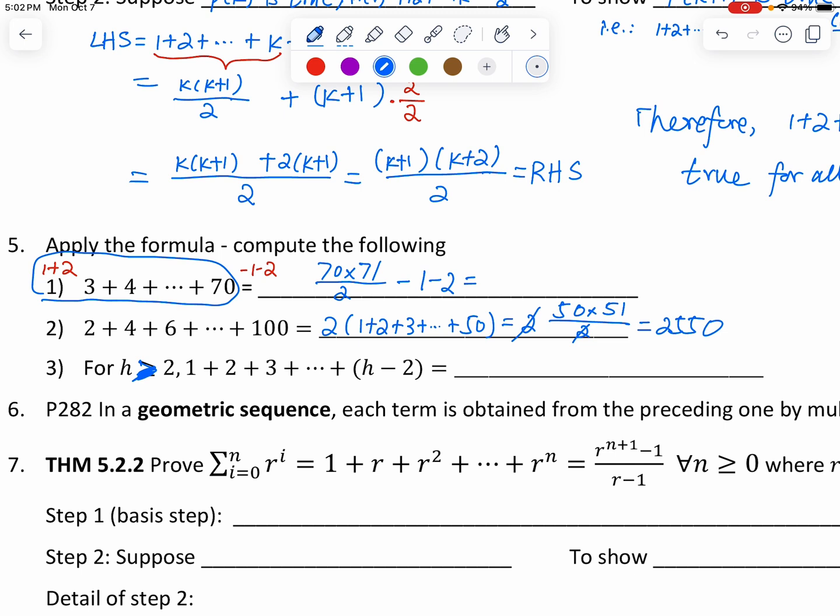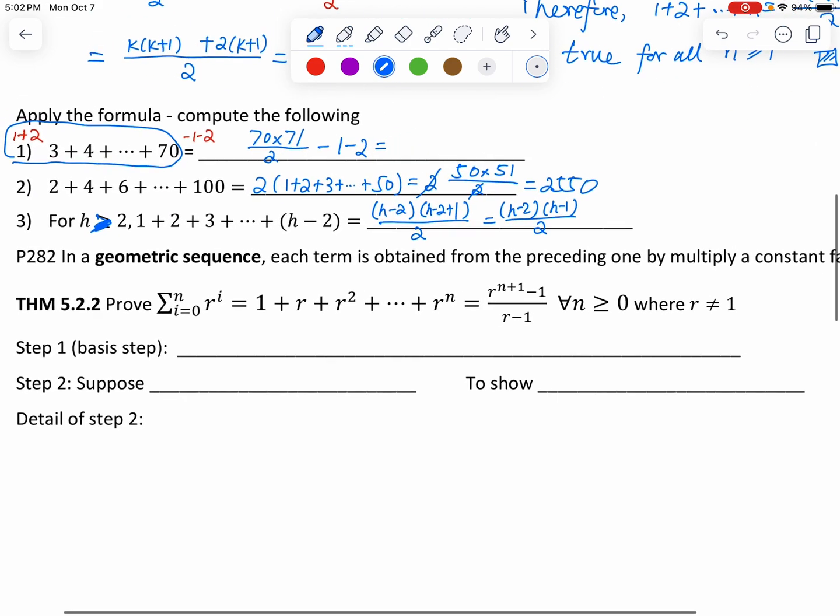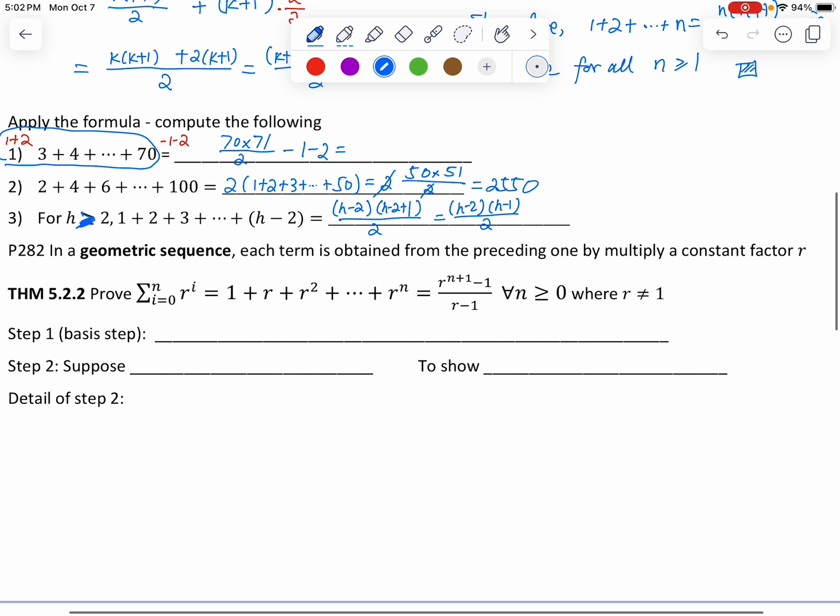Now, it starts with 1 and ends with h minus 2. So therefore your n is h minus 2. You can use h minus 2 times h minus 2 plus 1, divided by 2. And you get h minus 2 times h minus 1 divided by 2. Okay. All right. Now the next that we want to prove is a geometric series.